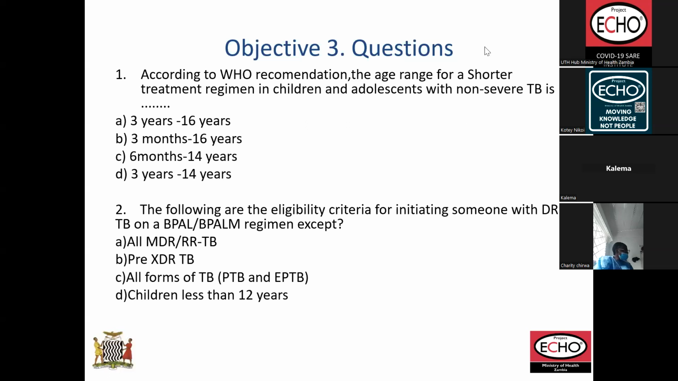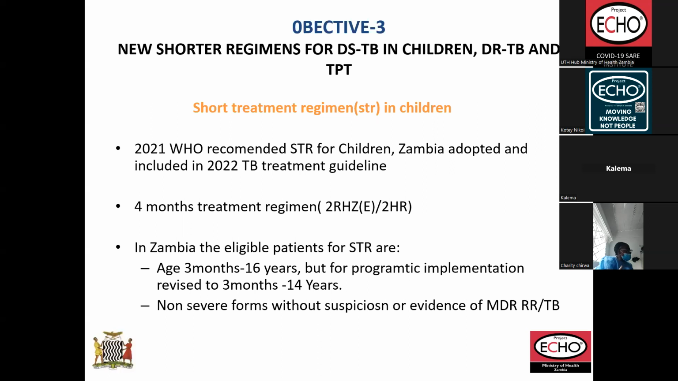I'll give you colleagues a bit of key highlights on where we are and where we'll go. But for the scientific part, we will need a bit of time to present a detailed presentation on each of these treatment regimens. The shorter treatment regimen is one of the regimens we've included in our current 2022 TB treatment guidelines. It's a 4-month regimen where we use the same drugs that we use for the 6-month regimen, except that the duration has been shortened.